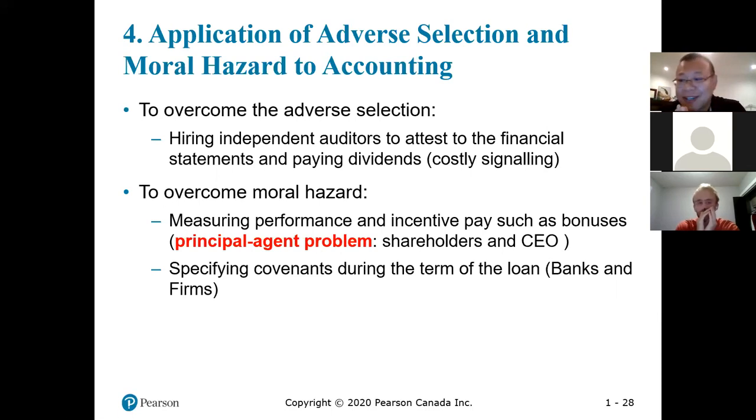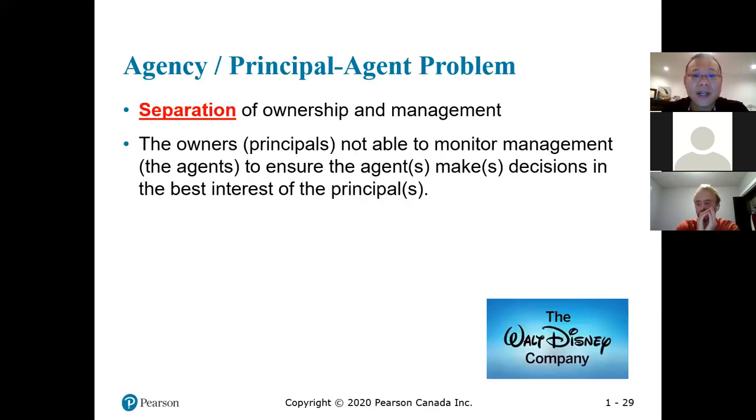For moral hazard, what is moral hazard? We call this a classical principal-agent problem. So what are agency problems? Think about the Walt Disney Company. The owners are not the managers. The owners are separate from the managers. So who are the owners? I will show you who the owners of the Disney company are.